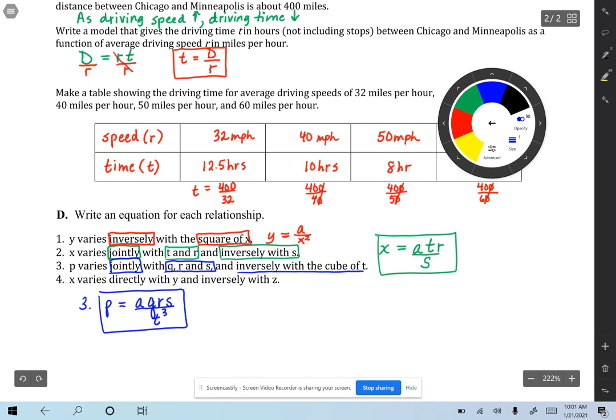Okay. And our last one, number 4. X varies directly. Here's a direct variation. With y. So direct means all on one line. Inversely with z. And that is the equation for number 4.